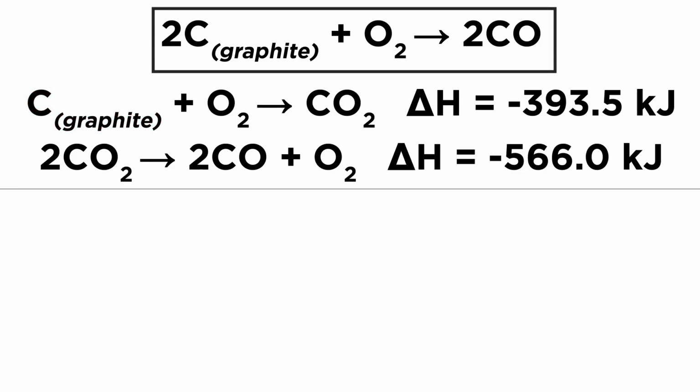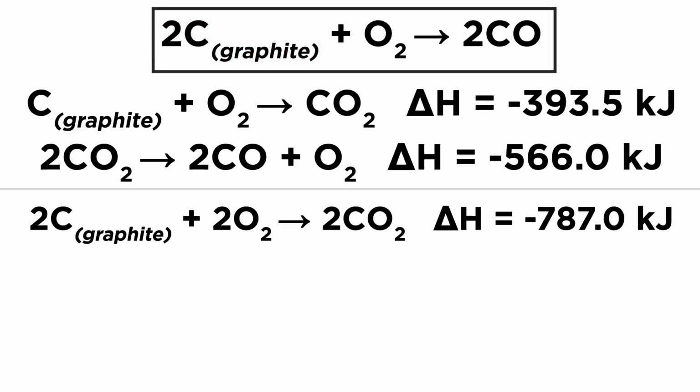But the equation we want has 2 moles of graphite, so let's double this one. We get 2 moles of everything instead of 1, and we double the delta H. Next, this other one has CO on the right, where we want it, and in the right amount.